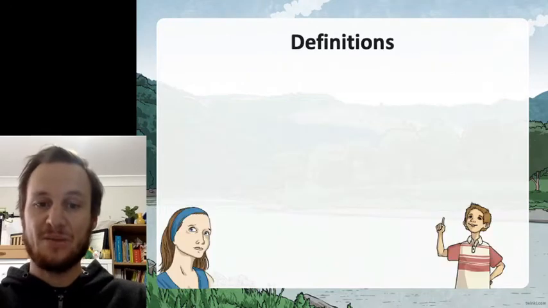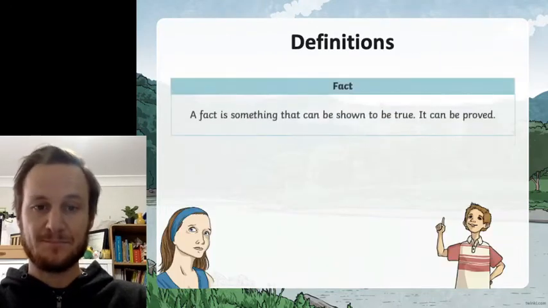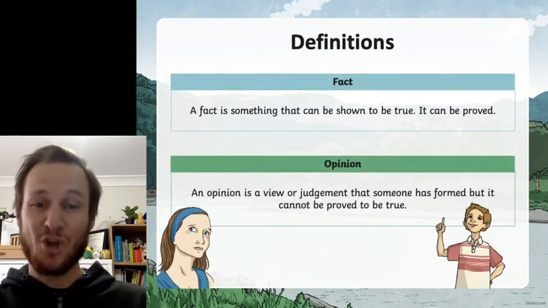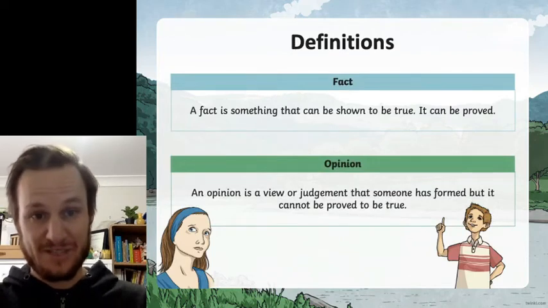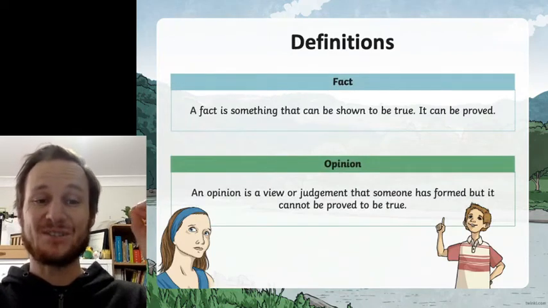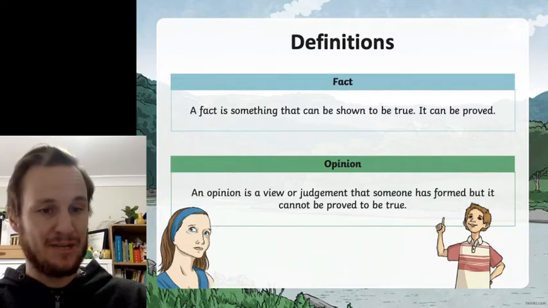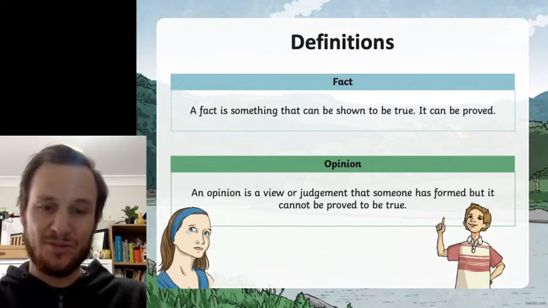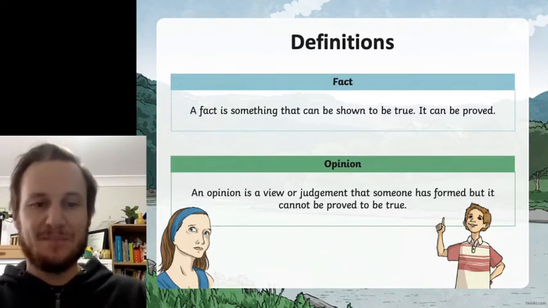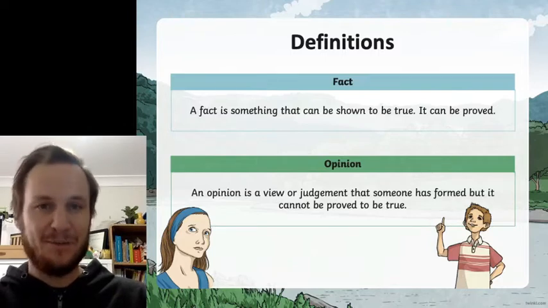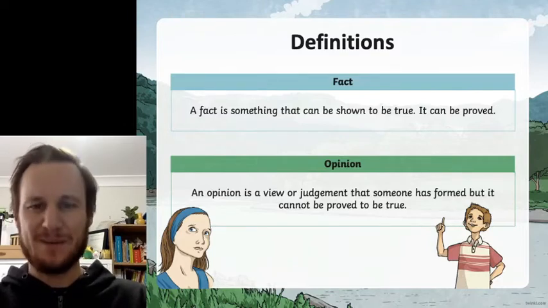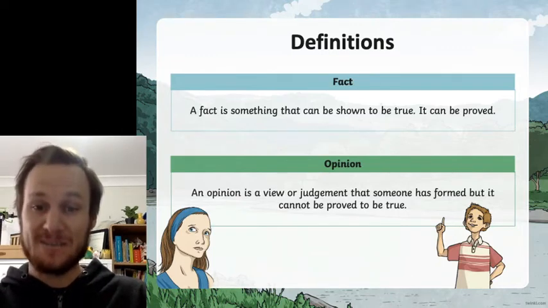Well, here's the definition that we're going to go with today. A fact is something that can be shown to be true. It can be proved. Tomatoes grow on vines. That is true, and it can be proved that it does. An opinion is a view or a judgment that someone has formed, but it may not be true. Now, it may be likely that it's true, like maybe having a picnic on the beach is a great thing, but to say it's proven to be true that it's the best place, there's no way that can be proved. It really just comes down to someone's opinion versus someone else's.